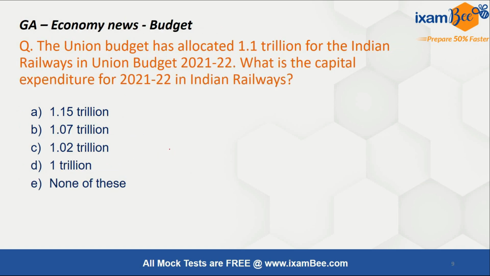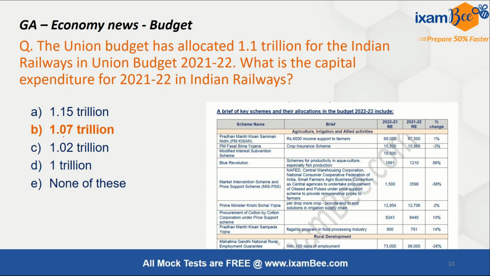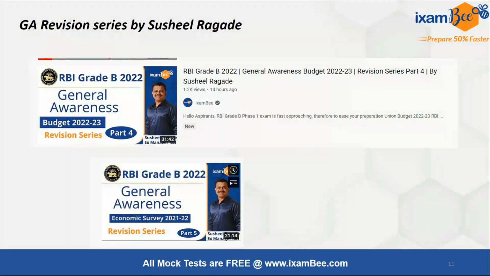The union budget allocation, budget is always important, of 1.1 trillion for the Indian Railways in union budget 21-22. What is the capital expenditure for 2022 in the Indian Railways? The answer to which is 1.07 trillion. This is old news now because you have to read this year's budget numbers for this year's exam.